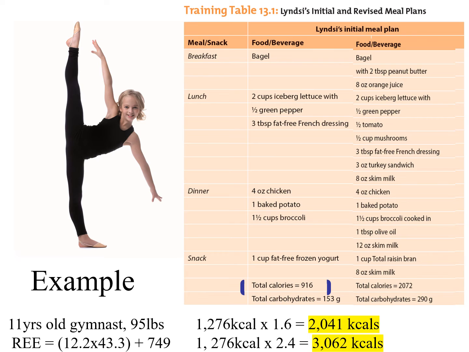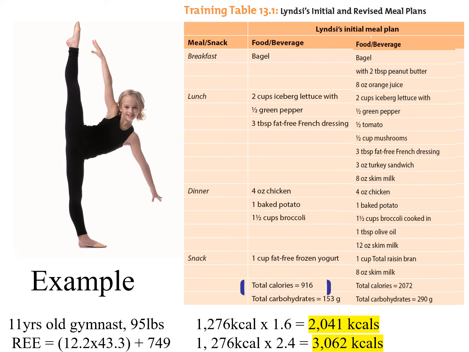The same amount of chicken, potato, but here we're adding just a little bit of oil, some protein, and also some hydration and calcium in that milk. And so we're looking at that change of bringing her up on a non-training day. Now, however, the issue that you have is you can't go right from 916 calories to 2,072.